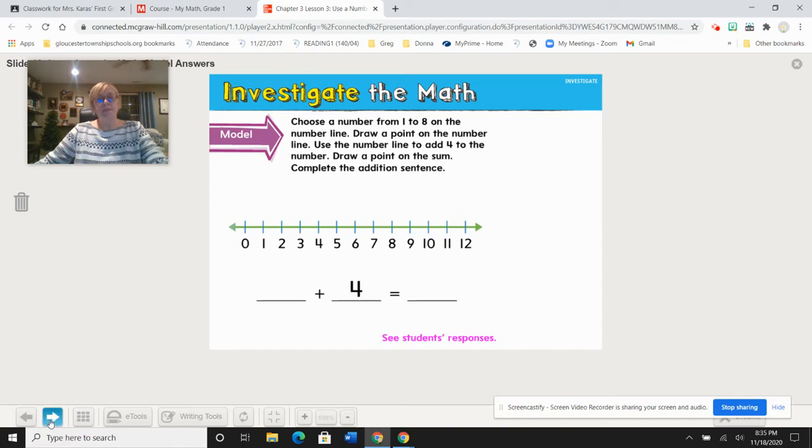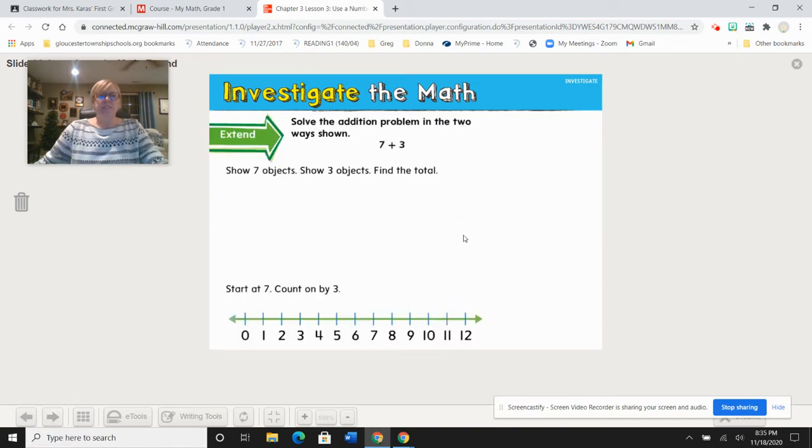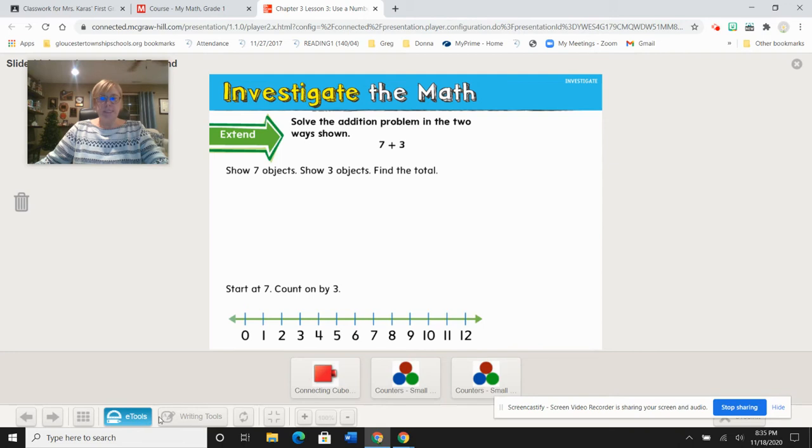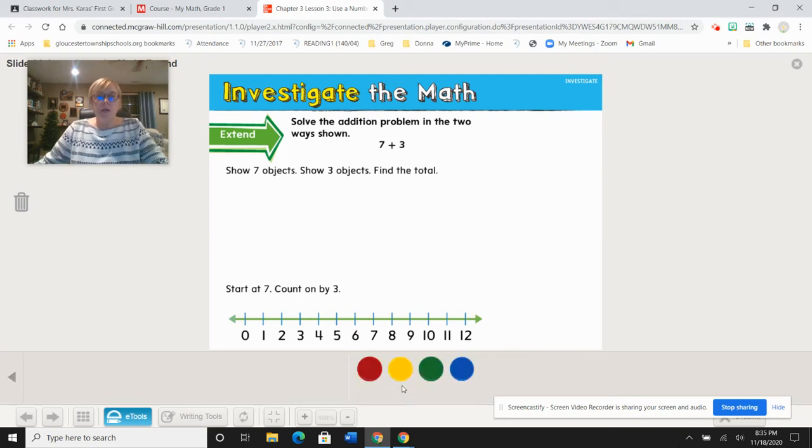Okay. All right. Let's do this investigation. I love when it's investigating. I feel like I'm a detective. Okay. Solve the addition problem in the 2 ways shown. Okay. One way, 7 plus 3. Show 7 objects. Show 3 objects. Find the total. Okay. So let's get some tools here. Let's do the small ones, okay? 7. All right. Ready? You're going to count with me, right?